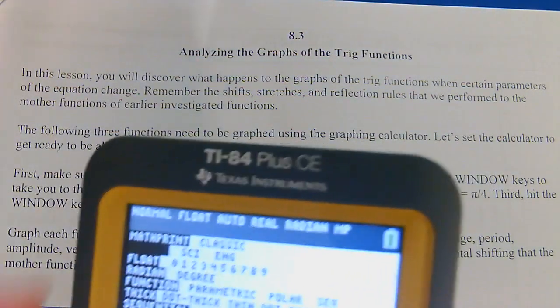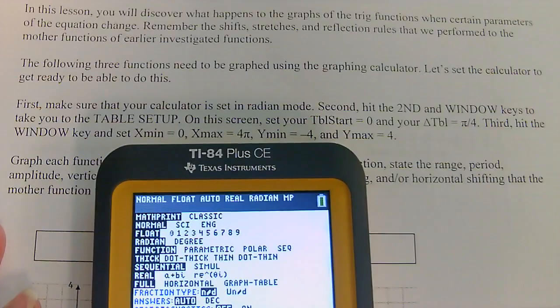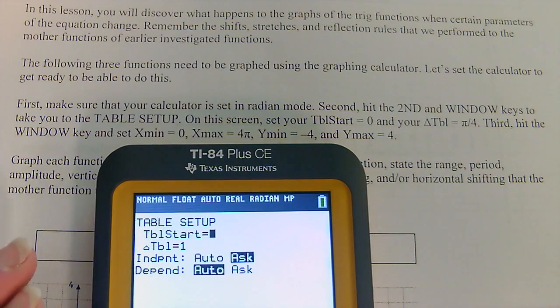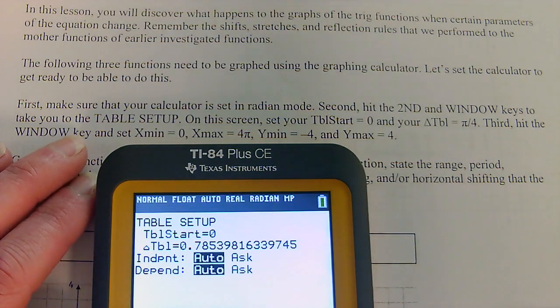First off, I'm going to make sure I am in radians. I am. I'm also going to go to the table setup, and I'm going to change a few things. I'm going to start at 0, and I'm going to have my table count by pi over 4s. In something else I had done, I had this on ask, but now it's just going to set up my table by pi over 4s. Now, of course, that doesn't look like pi over 4, but it is.